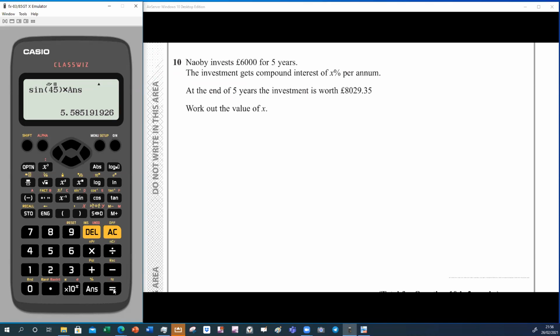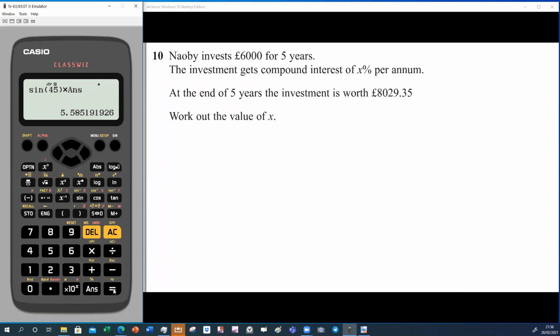Okay, for that question, let's have Abdullah, please. Number 10. Now we invest £6,000 for 5 years. The investment gets compound interest of X% per annum. At the end of 5 years, the investment is worth £8,029.35. Work out the value of X.